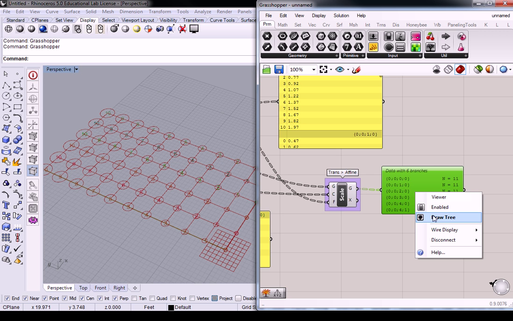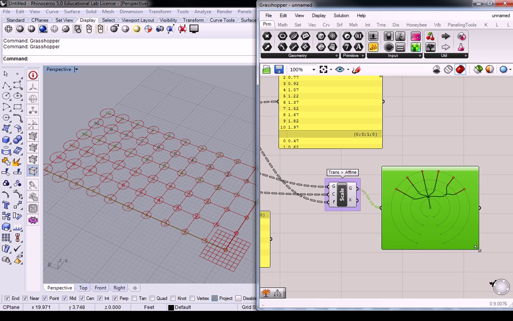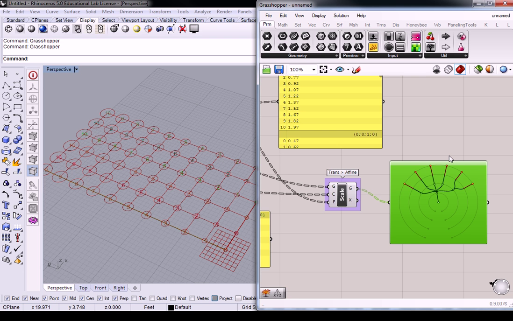If you plug it in and you go to draw tree, you'll see the number of steps you've taken to develop the geometry that you have there, where it was broken, where the branches came from, what their origin is, and you can trace it back to view what the original data was.